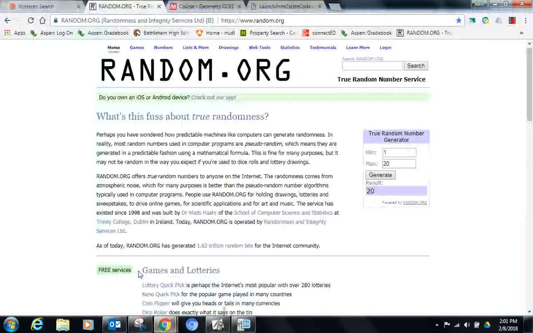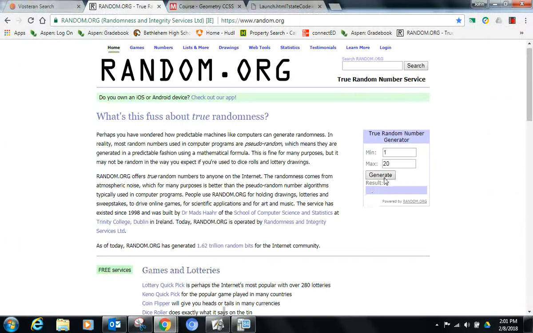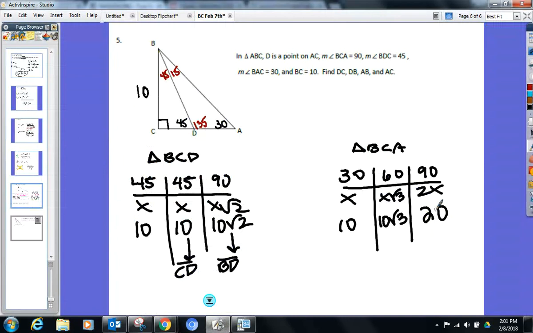What's in the 60? What should be in that column now for the 90? 2. Now I just got to figure out what sides they are, what segments they are. The side across from the 60 in BCA is segment CA, nice job. And what's the segment across from the 90? BA, which is the fourth and final one I needed to find.